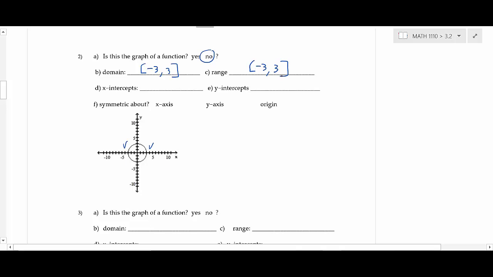Okay? All right. How many x-intercepts does it have? 2. How many y-intercepts does it have? 2. So remember, we write those as points. Your x-intercepts would be (-3, 0) and (3, 0). And then your y-intercepts would be (0, 3) and (0, -3). Okay, so that's how that goes. Everybody with me there?